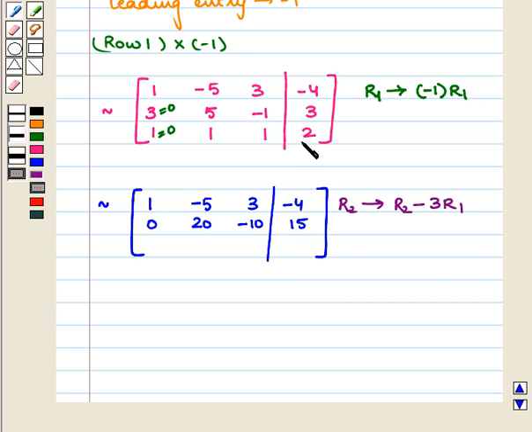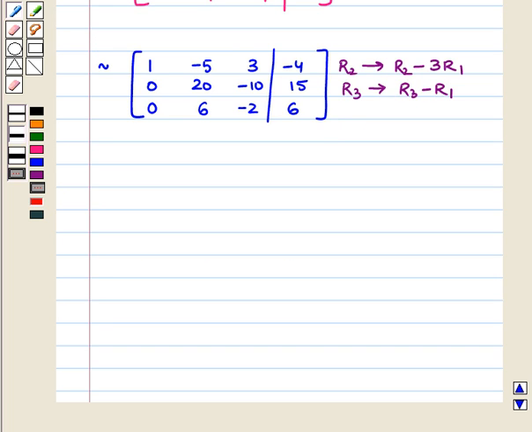Also in the third row, we have 1 in column 1. We have to make it 0. For this, we subtract row 1 from row 3 and we have the operation R3 goes to R3 minus R1, and the last row of this matrix now becomes 0, 6, minus 2 and 6. Now we come to the second row.